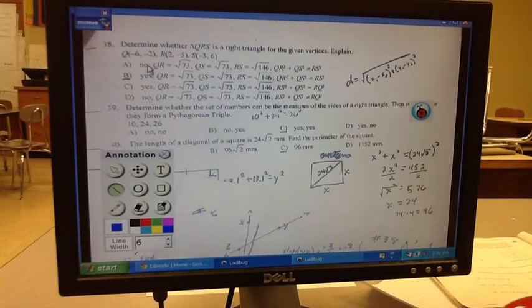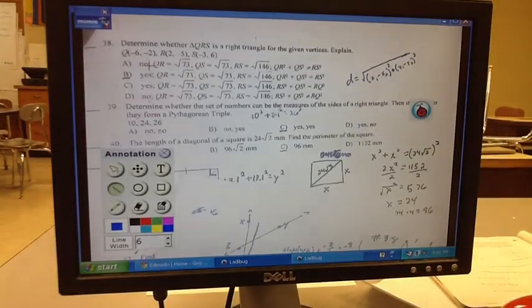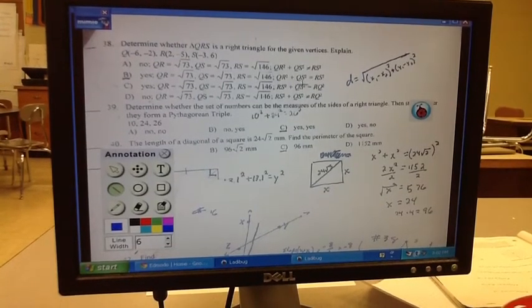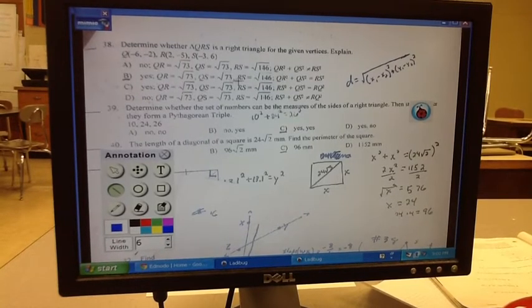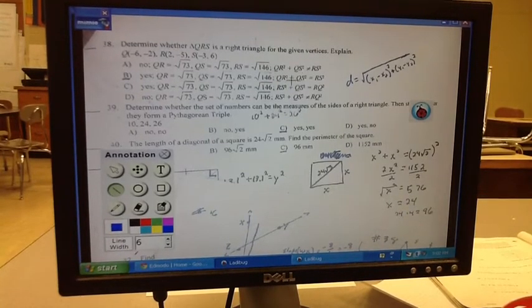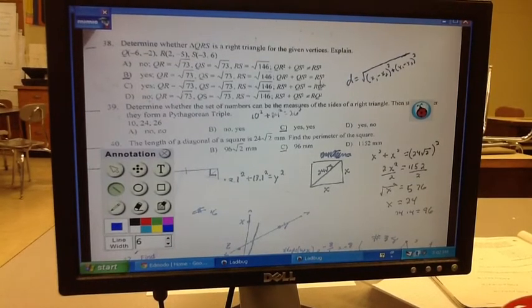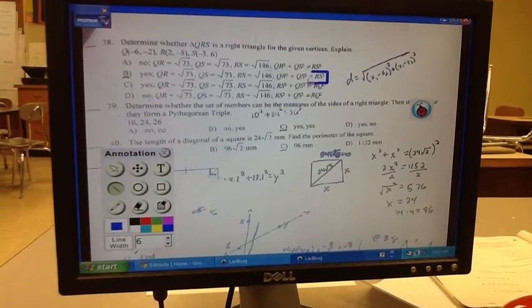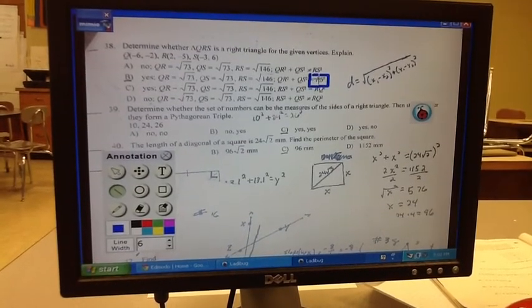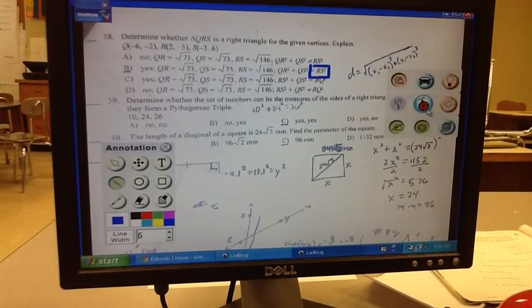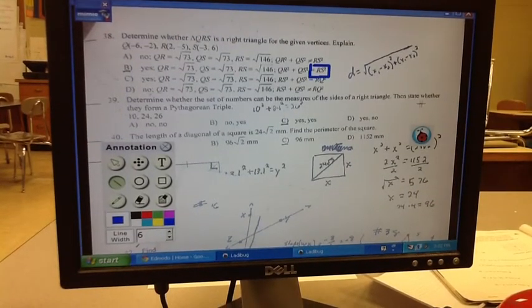We got 2 answers with no, and 2 with yes. Go through and you see everything except for these last. Both of these are exactly the same until you get down here at the end. Make sure you know that R to S here at the end has to be the longest side of 12.1.